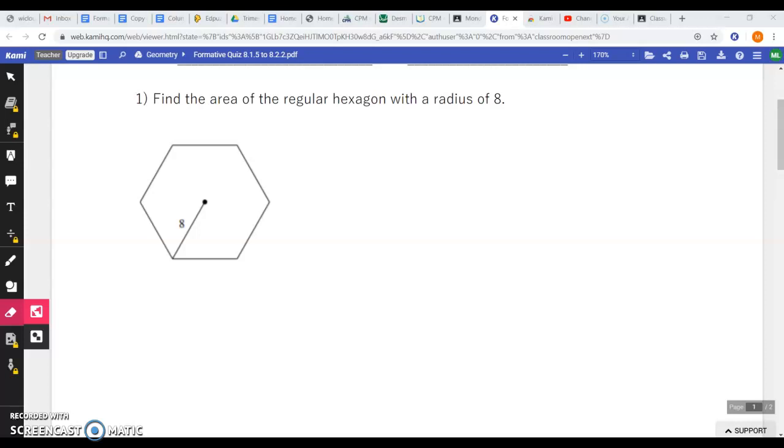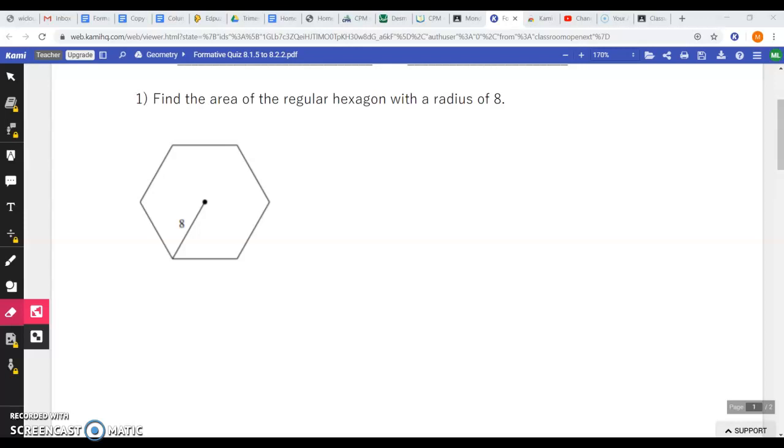All right. I am going to go over these three problems from the formative to kind of recap where we were before break and try to refresh some of those ideas. The first one is asking us to find the area of a regular hexagon that has the radius of 8.